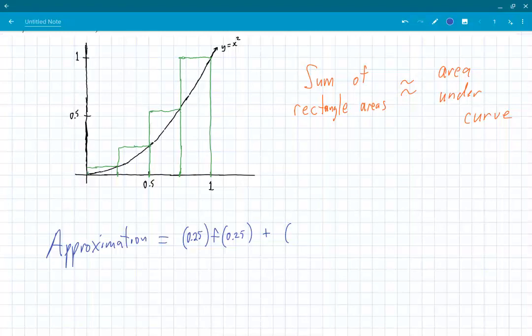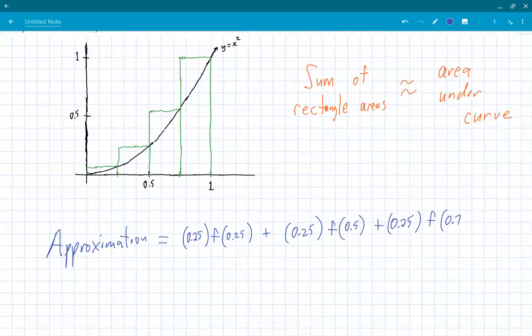So for the first rectangle, the base is 0.25 and the height is this value here: you take your function and plug in this x value, f at 0.25. Second rectangle, base is 0.25 again. Height is f at 0.5. You plug in 0.5 into your function, right? Third rectangle, 0.25 times f of 0.75, plus the last rectangle, 0.25 for the base, and then the height is f with 1 plugged in.